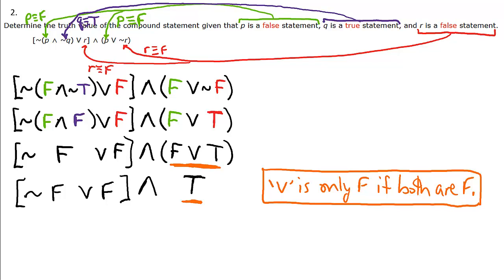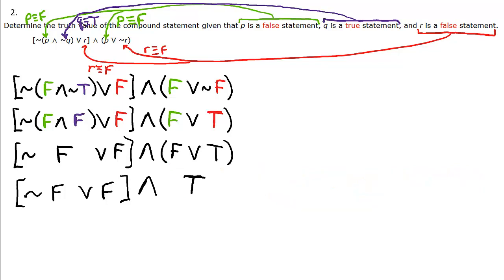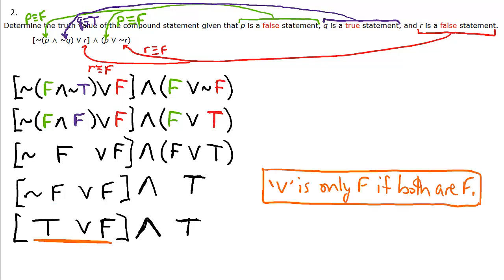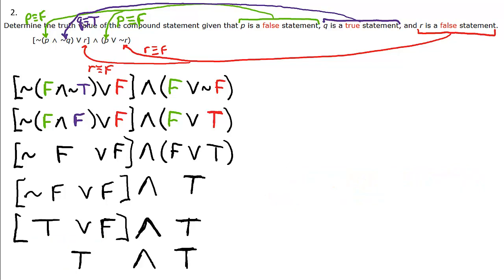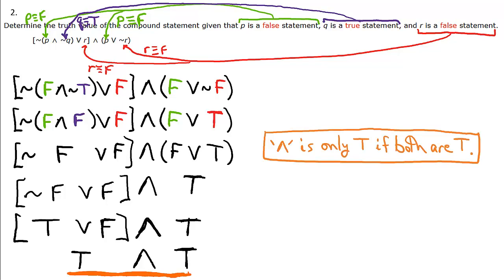Now moving back to the last grouping symbols, on the left, I see a not false, so that means it's true. And then I have a true or false inside of grouping symbols, so I want to work with that. And an or is only false if they're both false. They're not both false, so that means that grouping is true. And I'm left with true and true. And the memory aid for an and is only true if they're both true. They are both true, so I get true.